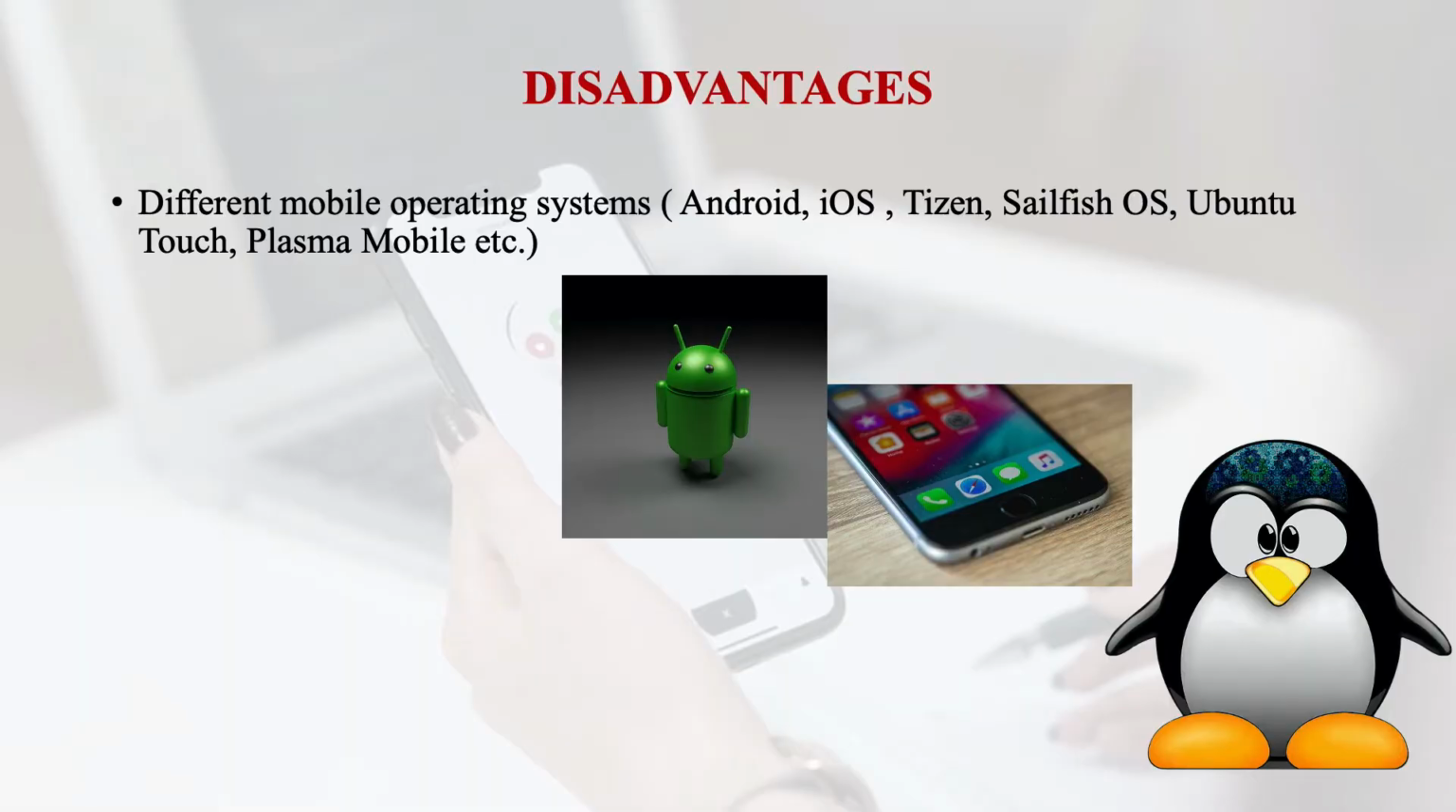One limitation is that there are different mobile operating systems such as Android, iOS, Tizen, Sailfish, Ubuntu Touch, Plasma Mobile, and many more. So once the content is rendered on a mobile, it should be rendered in such a way that it should not matter what underlying mobile operating system is present. Let it be Android, let it be iOS, let it be Tizen or anything.